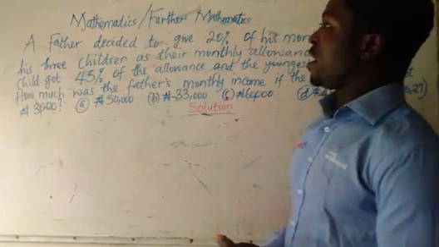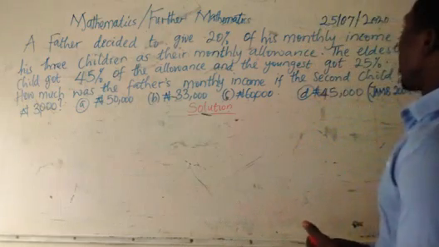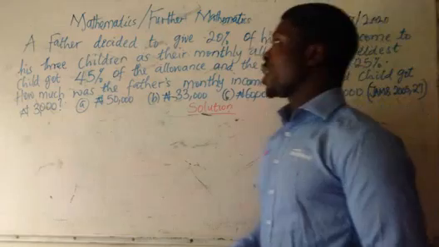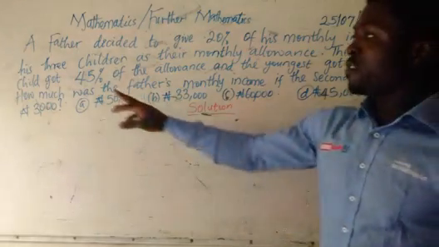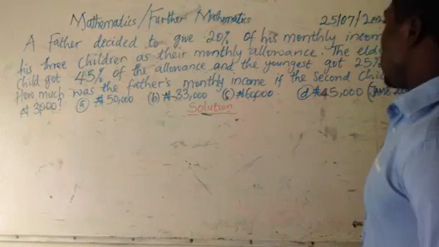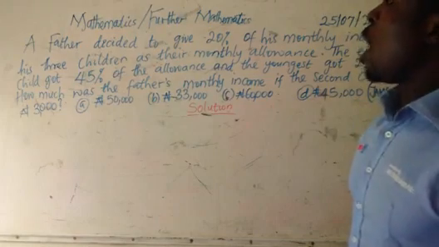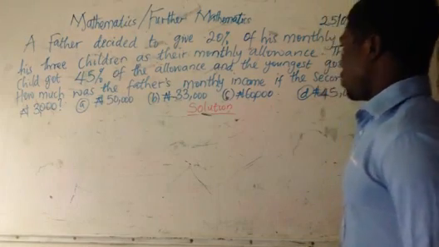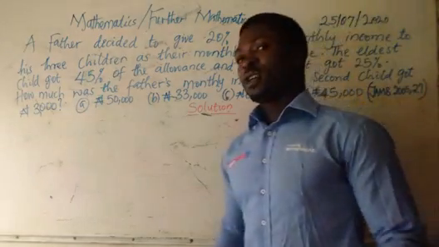The question is, a father decided to give 20% of his monthly income to his 3 children as their monthly allowance. The eldest child got 45% of the allowance and the youngest got 25%. How much was the father's monthly income if the second child got 3,000 naira?